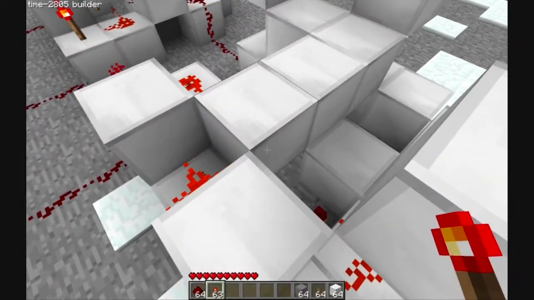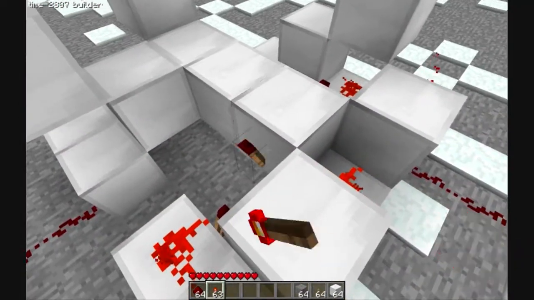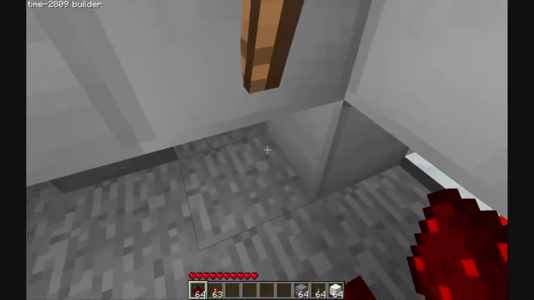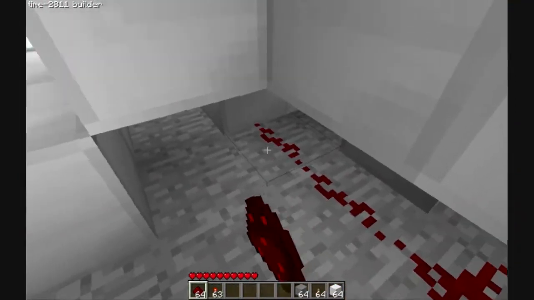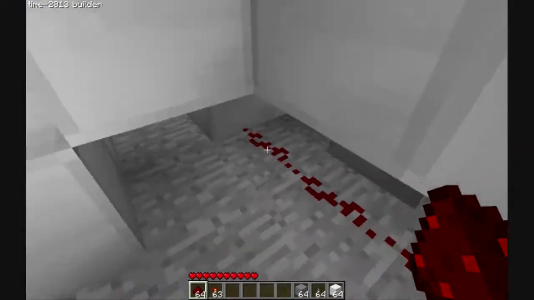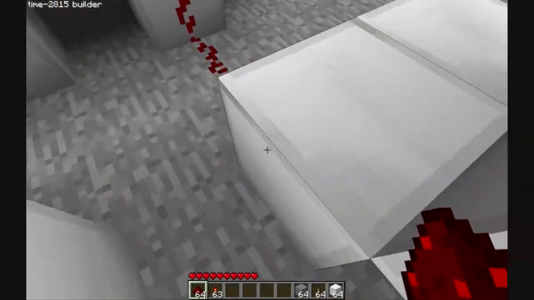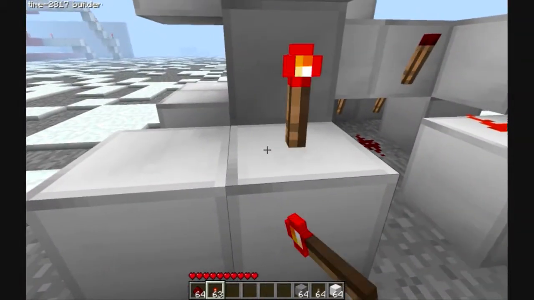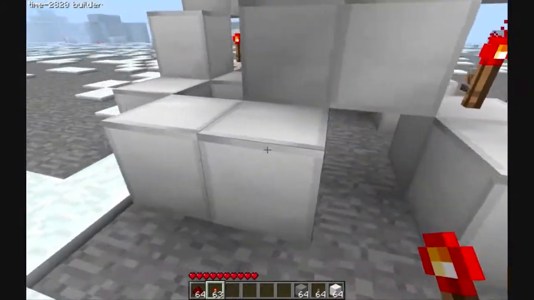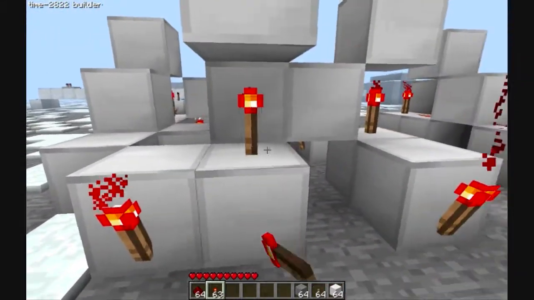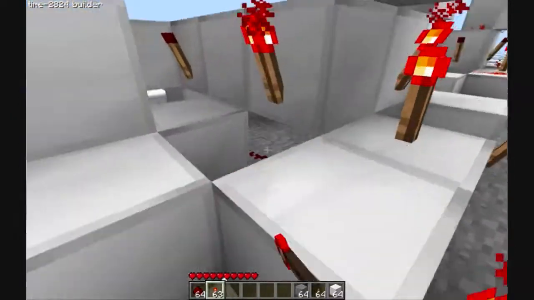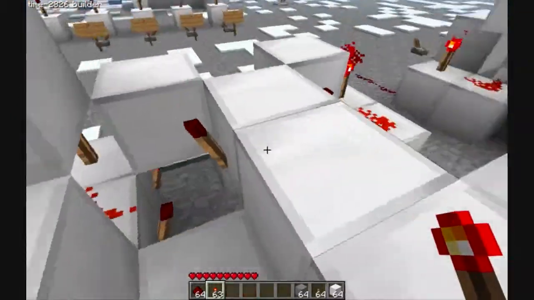A torch over here. And over here. Now we need, it's hard to get to, but we need redstone going all the way down here at the bottom. In the middle, like a line going here. We need a torch right here. A torch here. And here. And here. And here. And here. I think that was all of them.